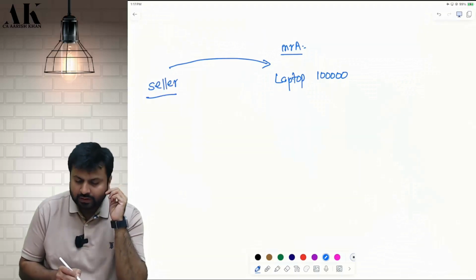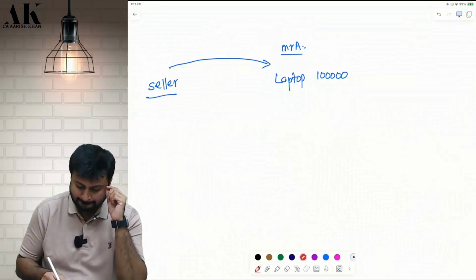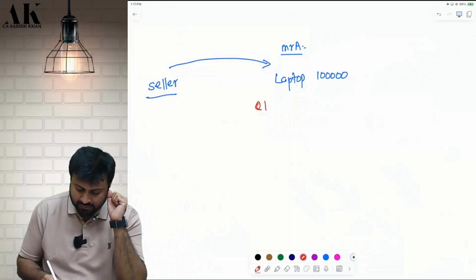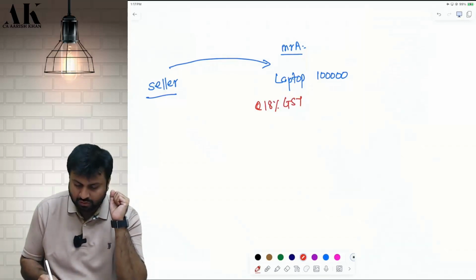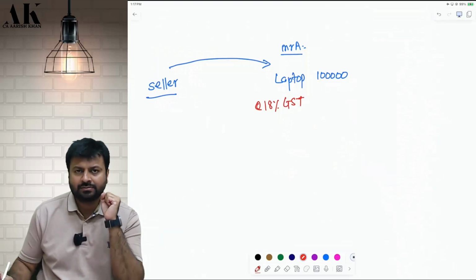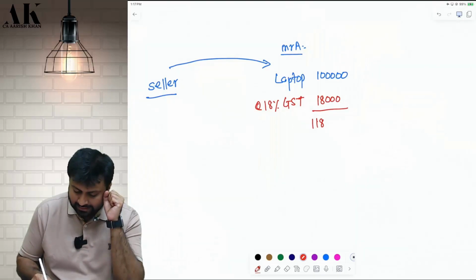And there is a seller over here who is selling me the laptop. I bought the laptop from the seller for 1 lakh rupees. Now, obviously, when I'm buying the laptop, the seller will also charge 18% GST from me. Yes or no? Seller will charge the GST while selling the laptop to me. And laptops are subject to 18% GST. So the seller will take 18,000 from me and I will pay him 1,18,000 rupees.